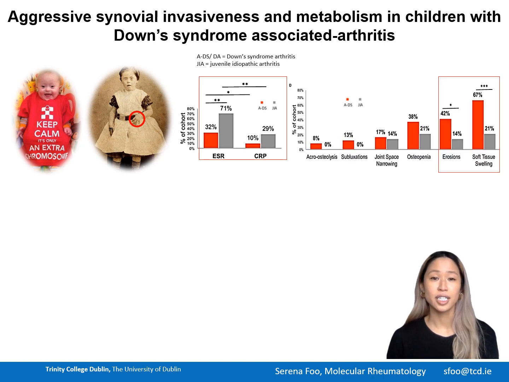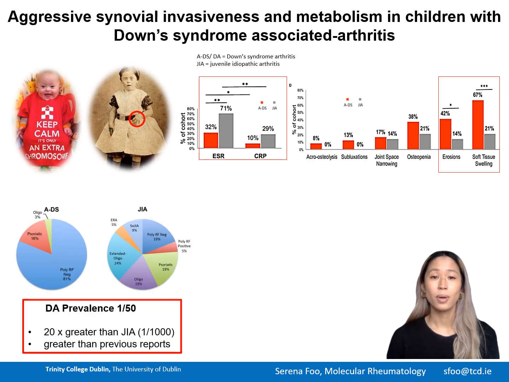This is in stark contrast to the site of inflammation because DA actually scores higher in terms of erosive disease and soft tissue swelling in comparison to JIA. While JIA has 7 different subtypes, DA only has 1 main subtype. And finally, from a clinical point of view, the prevalence of DA is 20 times higher than JIA.